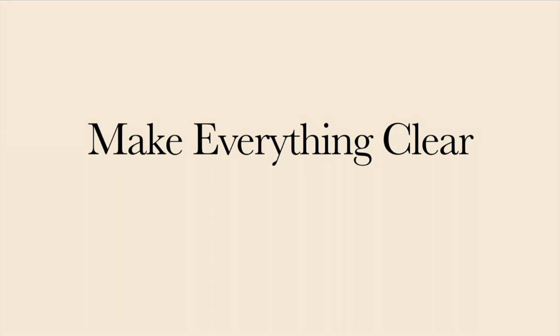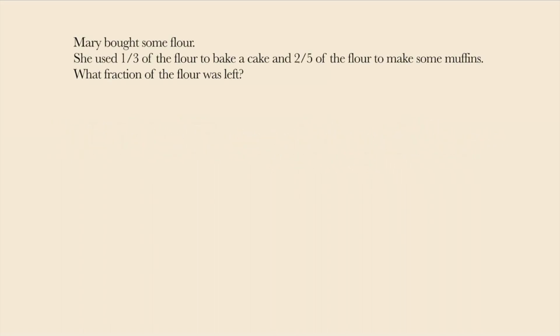Make everything clear. Let's do the first question and see what this is all about. Mary bought some flour. She used 1/3 of the flour to bake a cake. Well, let's show that. Cake, 1/3 was used. Next, 2/5 was used to make some muffins.